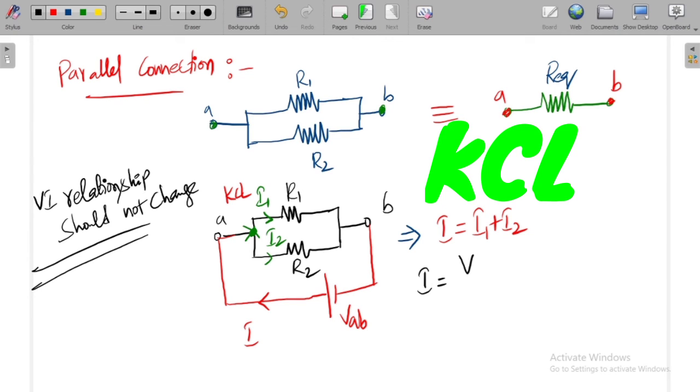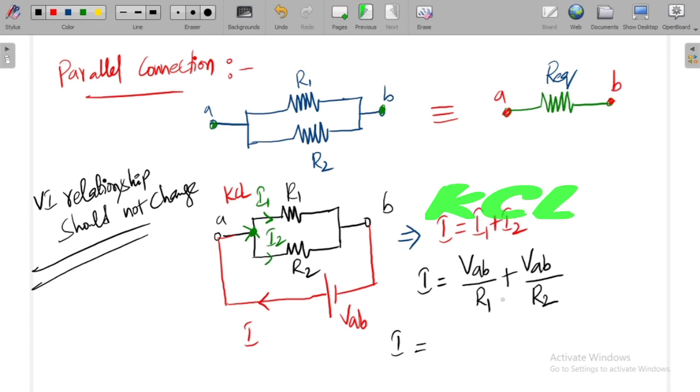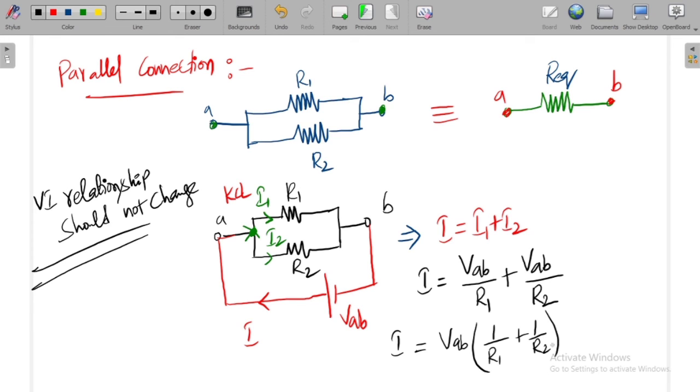Now how can I get the current I1? It is the ratio of voltage across R1 and R1. It is from Ohm's law. We got this current value from Ohm's law, and the current through R2, which is I2, is given by the voltage divided by R2, so VAB by R2. Now in this equation, on the RHS side, I can take VAB as common. So you will get VAB times 1 by R1 plus 1 by R2.